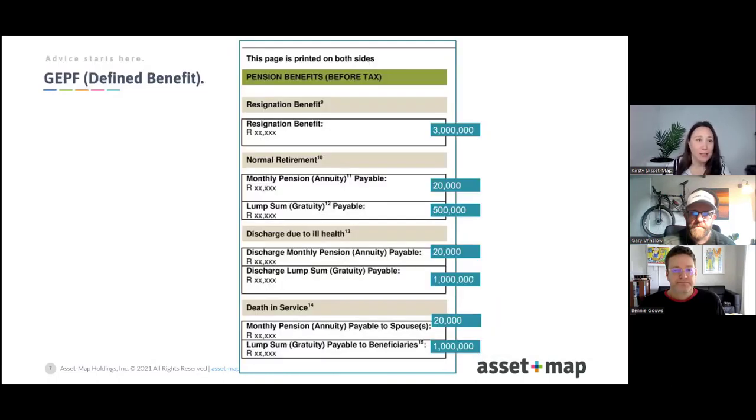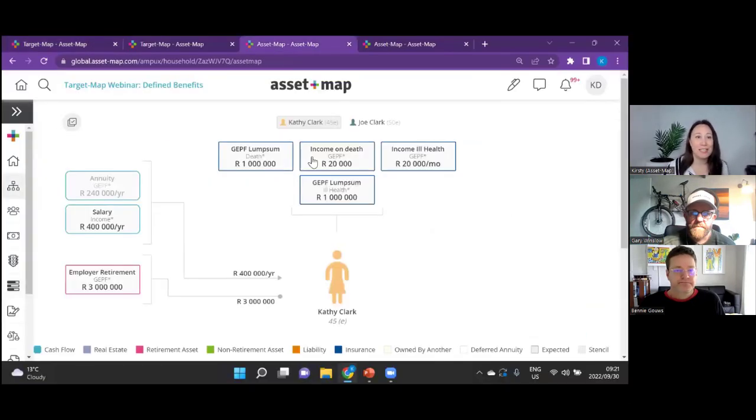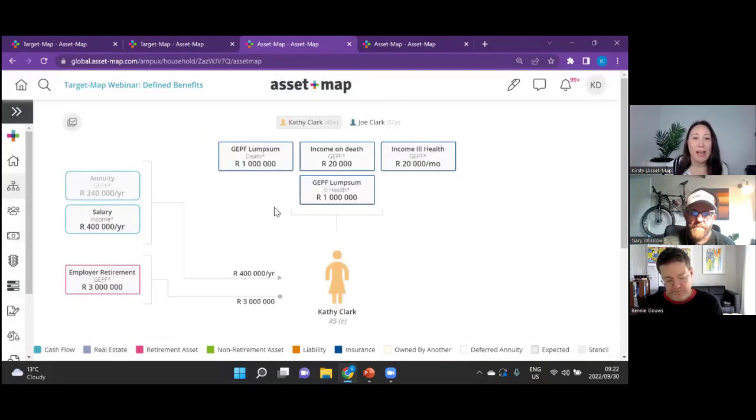So I'm going to flip across to this example. Give me one sec. So let's have a look at this client. I've put in the benefits that we just spoke about. I've said they're earning an income of this. This is the value of their resignation benefit, and I've added in the contribution here. I've put in the annuity. You can see that it's grayed out here, because it's for a future date in time, so it's not available now. And you can see at the top that I've added different benefits that are available on death and in ill health, which is disability or a long-term care event.